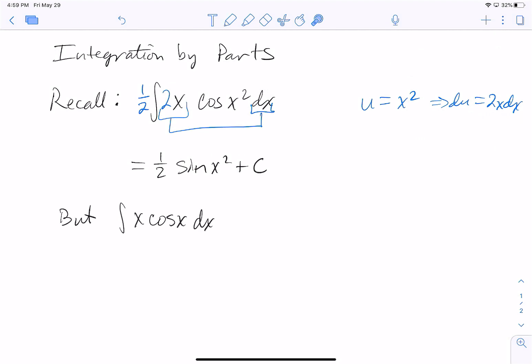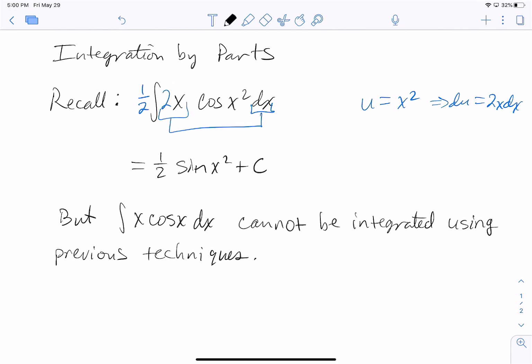However, the integral of the simpler function, x times the cosine of x dx, cannot be integrated using previous techniques. This is where integration by parts is going to come into play. Before we see how to integrate this, though, let's look at the integration by parts formula. So I'm just going to say, stay tuned.